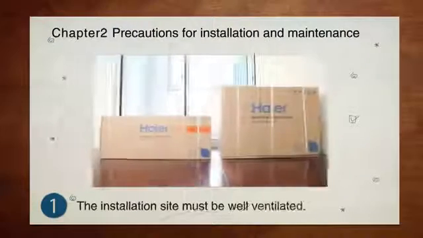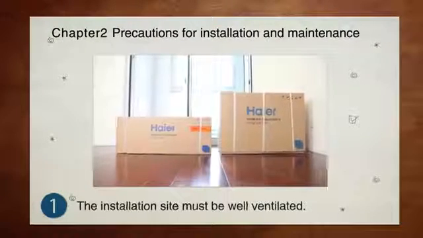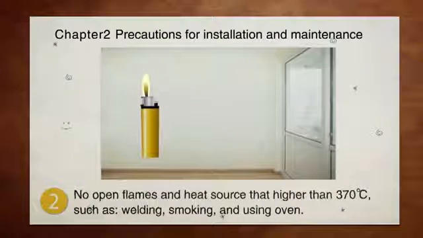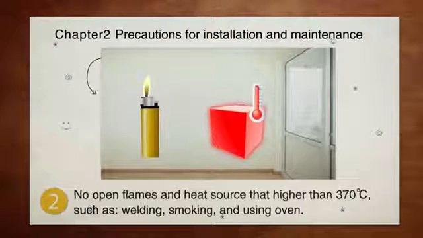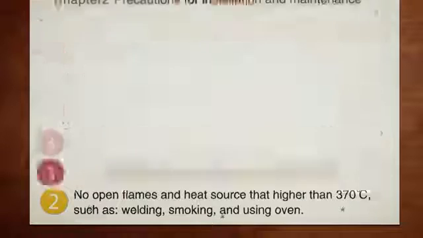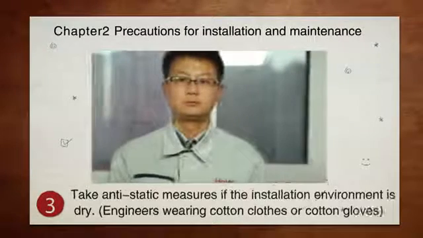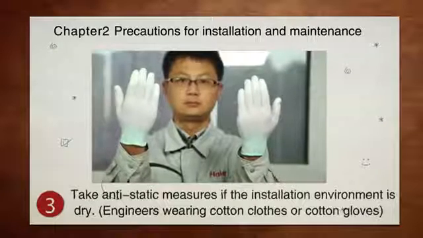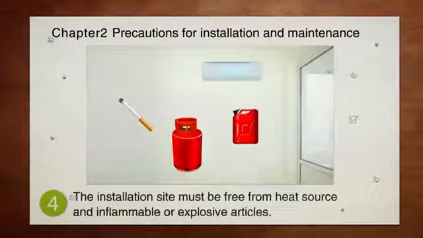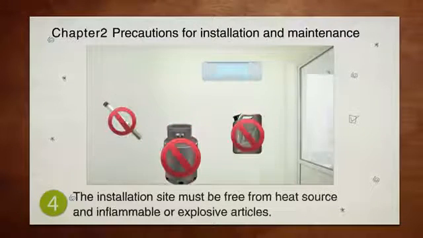Number 1. The installation site must be well ventilated. Number 2. No open flames and heat source higher than 370 degrees Celsius, such as welding, smoking, and using oven. Number 3. Take anti-static measures if the installation environment is dry. Number 4. The installation site must be free from heat source and inflammable or explosive articles.